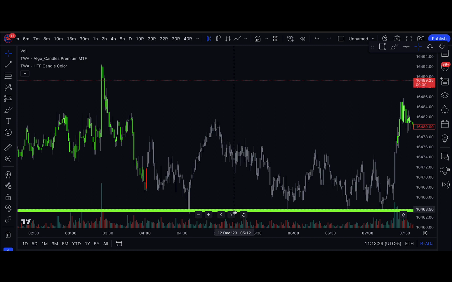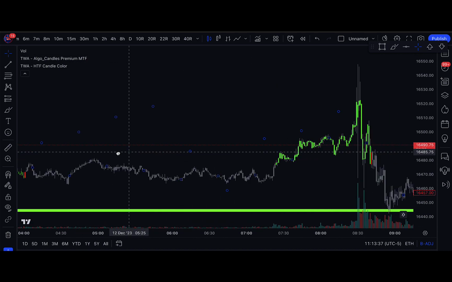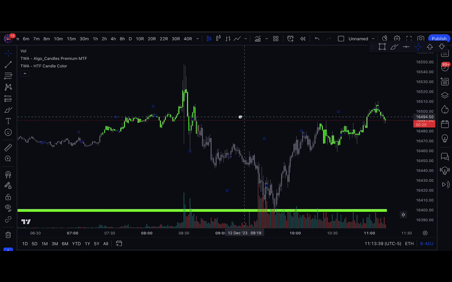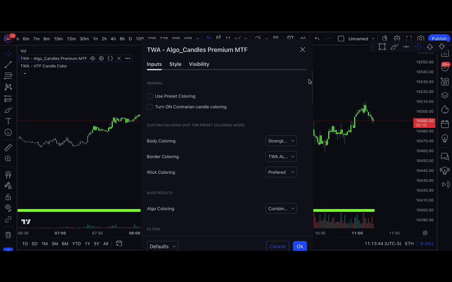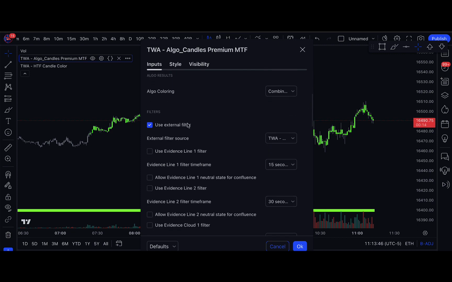You have one indicator on a higher time frame saying one thing. You have the algo candles that's using 3 different processing of indicators with different percentages and weights saying another thing, right? So let's say now you want to look at it without the higher time frame. So just click it off.